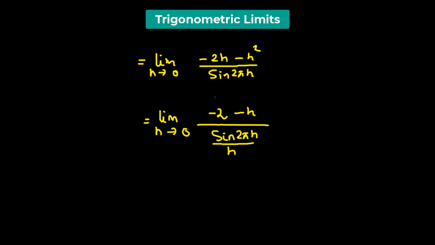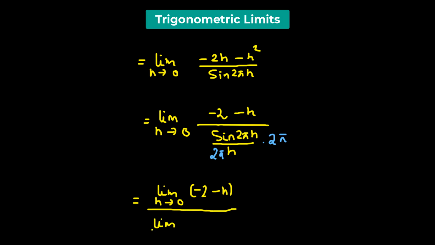Now we are going to multiply h with 2 pi. So that would mean we'll also need to multiply the entire denominator by 2 pi. So 2 pi is an extra factor. So this has been done so that now we can apply our limit to both the numerator and the denominator separately. So we have limit h tending to 0, negative 2 minus h divided by limit h approaching 0, sine 2 pi h divided by 2 pi h, and we have the constant term which is 1 over 2 pi.